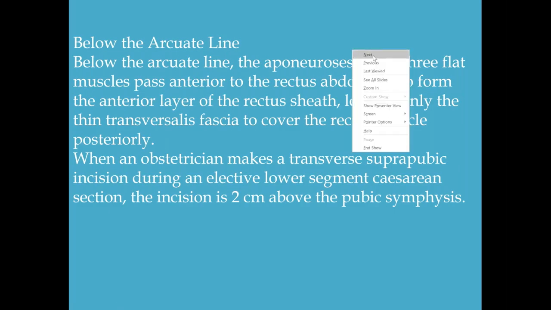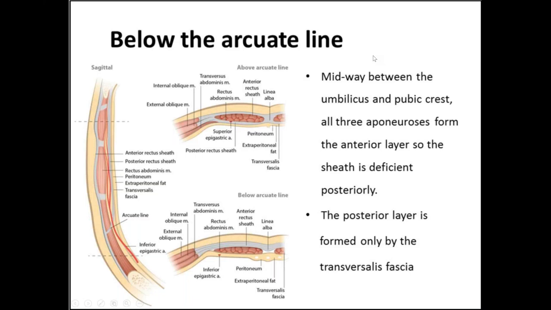So what about below the arcuate line? The arcuate line lies midway between the umbilicus and the pubic crest. Below it, all three aponeuroses form the anterior layer, so the posterior layer is deficient. Only the three muscles form just one layer, the anterior layer. The posterior is formed only by the transversalis fascia.